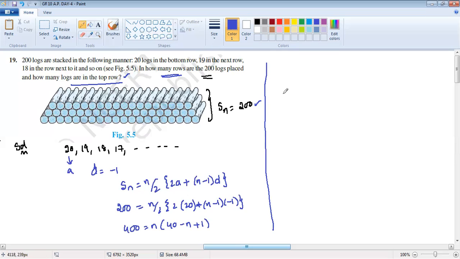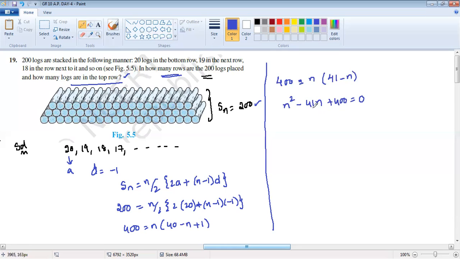So then 400 is equal to n into, if you open the brackets inside, then totally it is 41 minus n. Please multiply and bring this side. So it becomes n square minus 41n plus 400, which is equal to 0. n square minus 41n plus 400 is equal to 0.